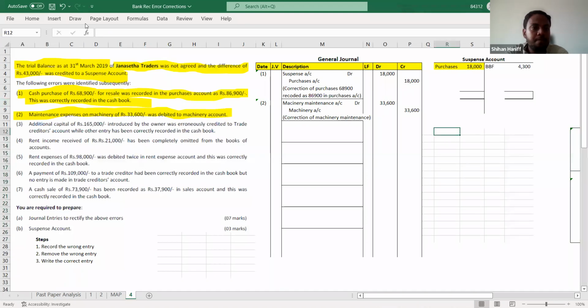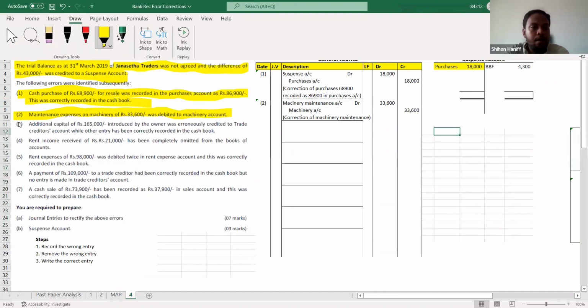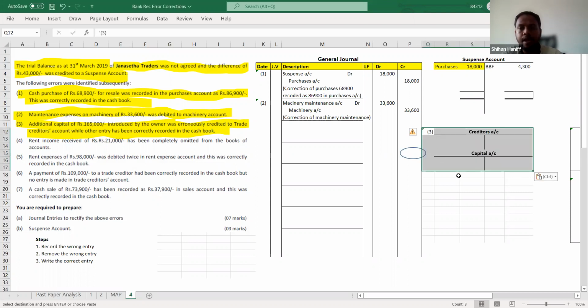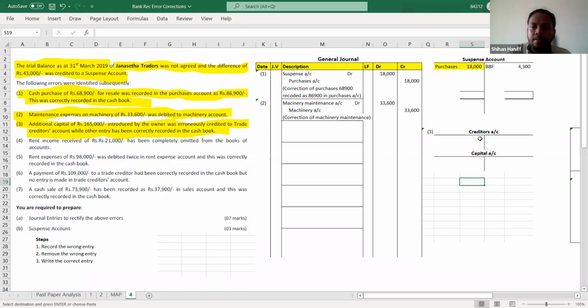Number 3. Additional capital 165 introduced by the owner was erroneously credited to trade creditors account, while other entry has been correctly recorded in the cash book. Cash book is correct. Since the cash book is correct, I'm not drawing the cash book. Let's draw only the creditors account and capital account.